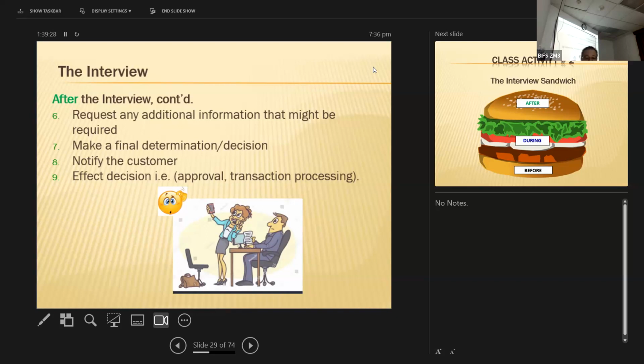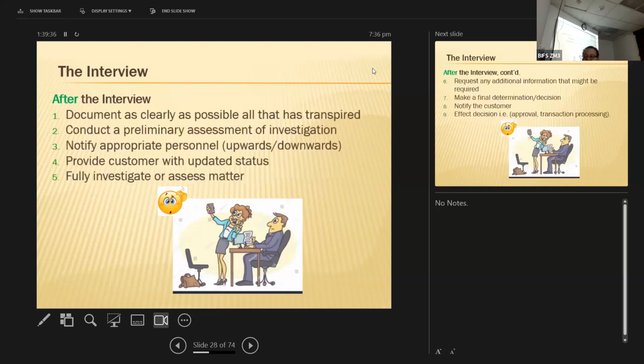The points that are after the interview, like number 4, provide the investigator, assess the matter, the question is determined, required, and make the final determination. Right. Okay, so updated status means that you're progressing with the application, that kind of thing.